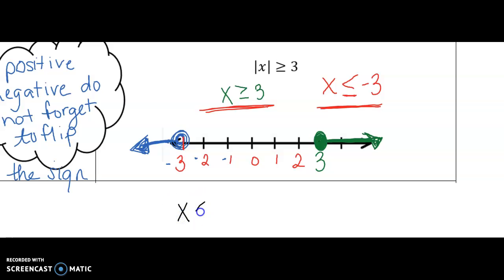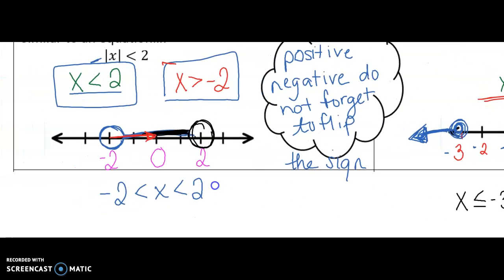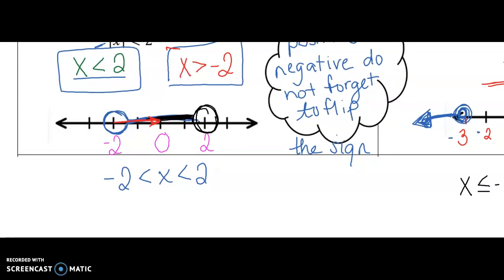X is smaller than negative 3, or x is greater than 3. You could write it that way. Remember, if you put the numbers first, you have to flip the sign if the x comes second. So that's how that answer would look like. Let's go ahead and try one quickly. Like x is, the absolute value of x is less than or equal to 8.